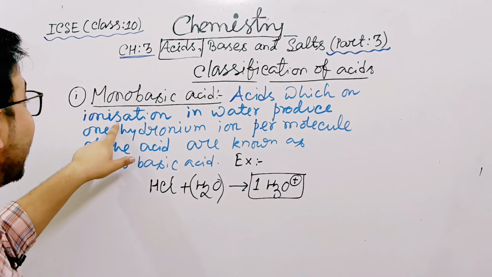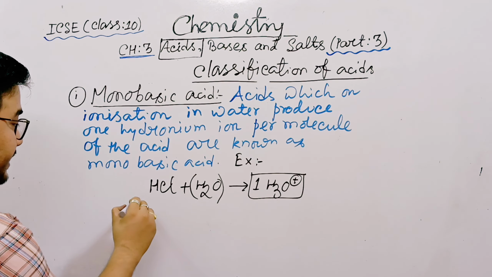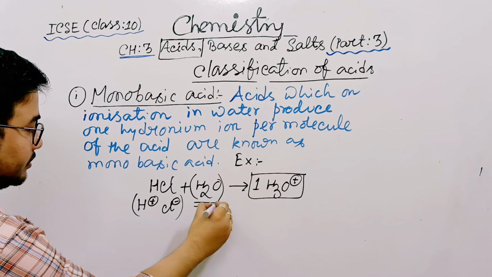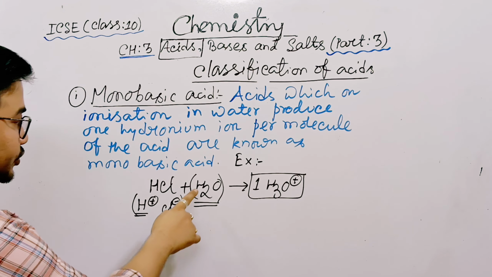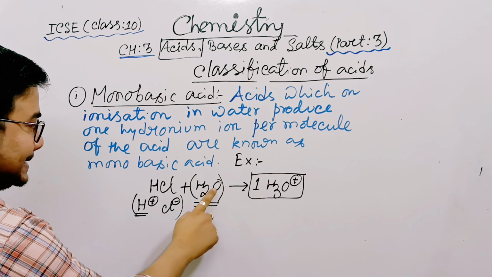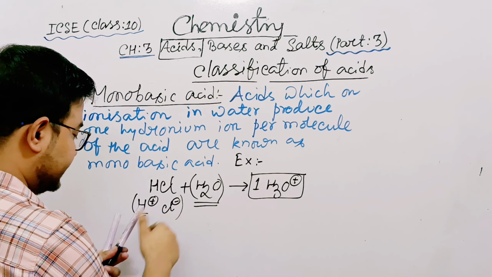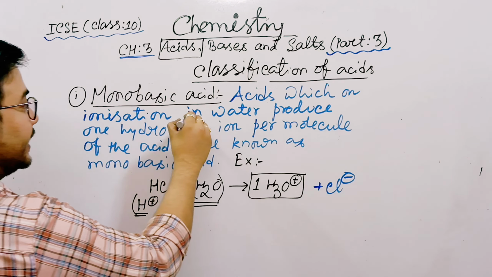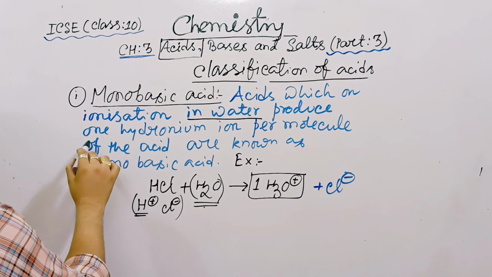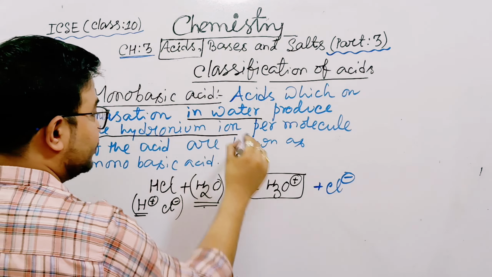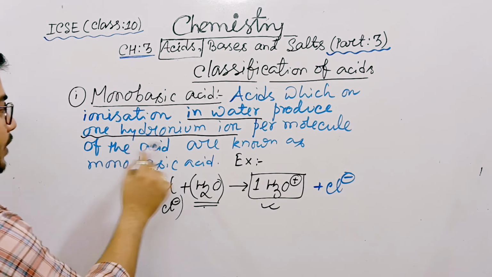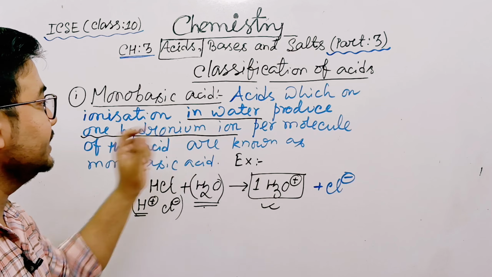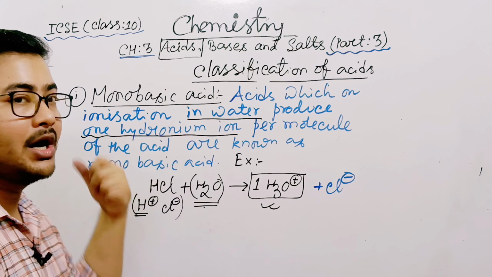Acids which on ionization, see, HCl on ionization gives H plus and Cl minus. When dissolved in water, the water molecule and H plus combine: 2 hydrogen and 1 hydrogen, so 3 hydrogen, giving H3O plus, and Cl minus is left behind. So acids which on ionization in water produce one hydronium ion per molecule of the acid are known as monobasic acids. If this definition comes, underline these two points: in water, and produce one hydronium ion.